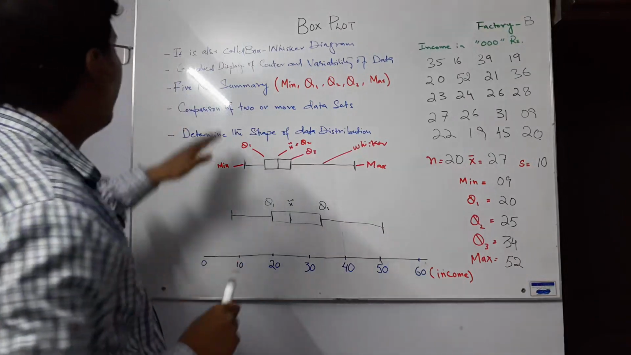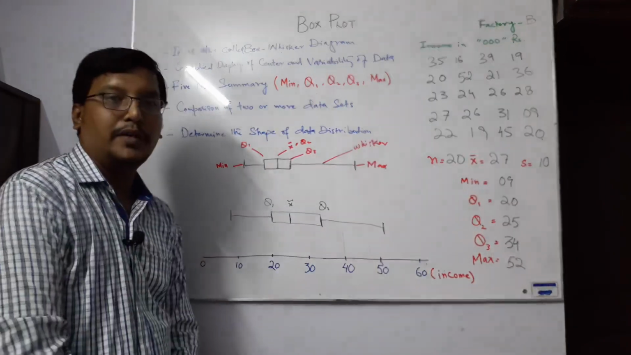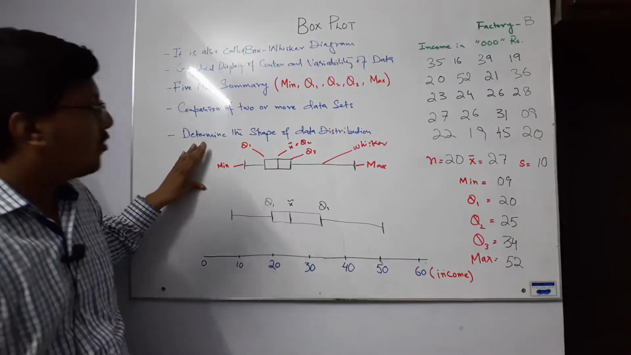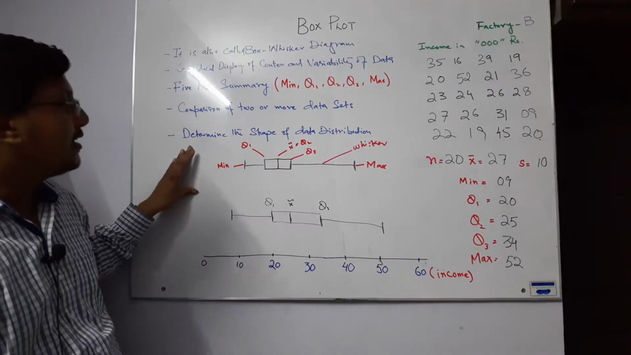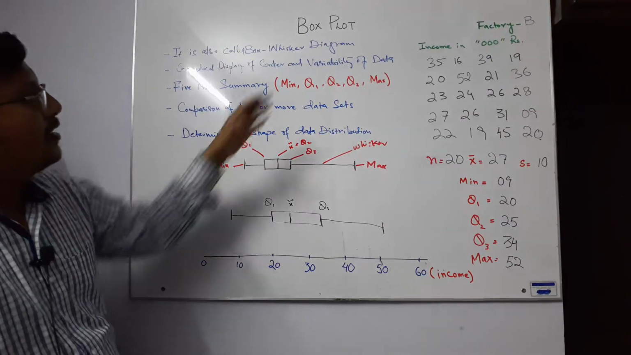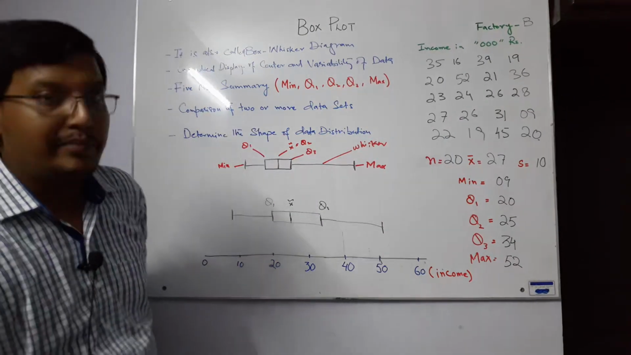Now we come to this point, the comparison of two or more data sets. So this box plot was drawn from the earlier data that was discussed, and this is the box plot from the recent example of factory B.